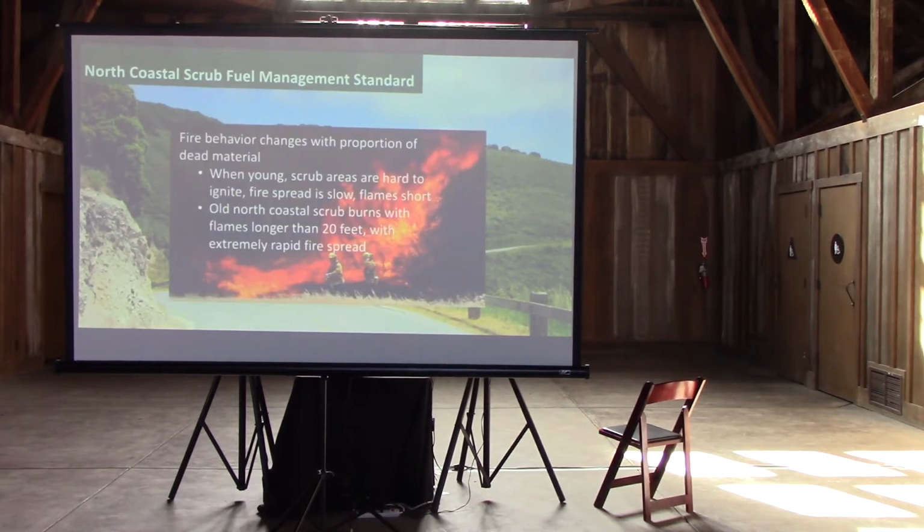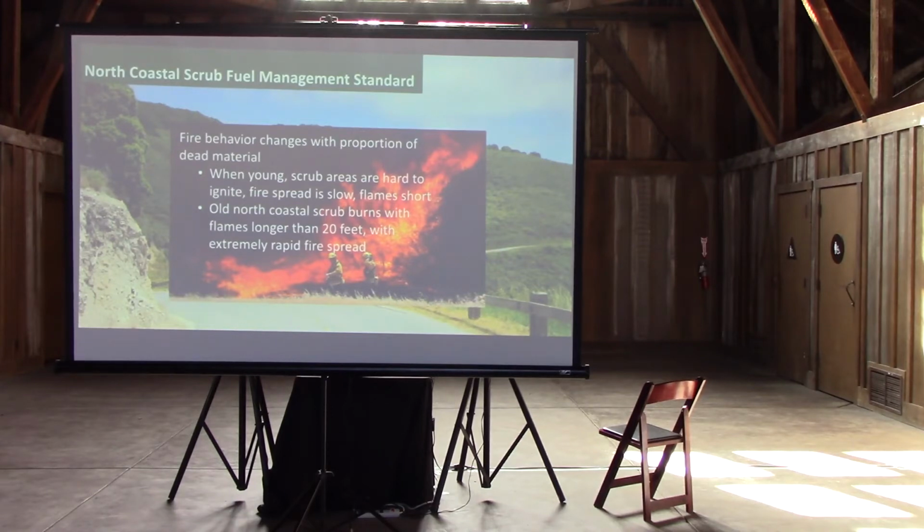But especially in the old north coastal scrub, because it is old, it has all this dead material in it. It can have up to 50% dead material in it. It burns like gangbusters, often with flame lengths 30, 40 feet in length. So it spreads really rapidly.